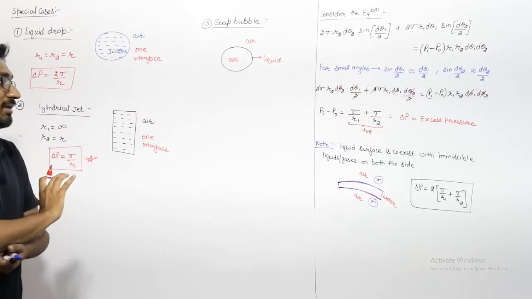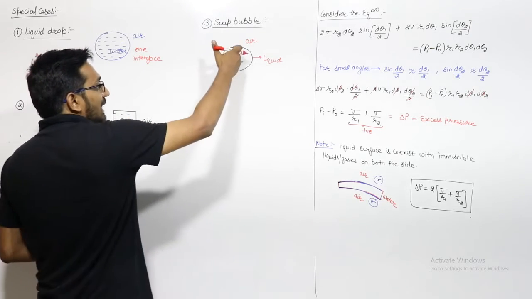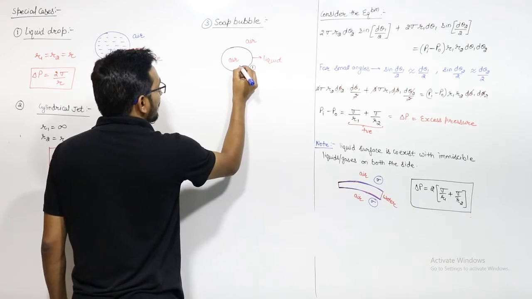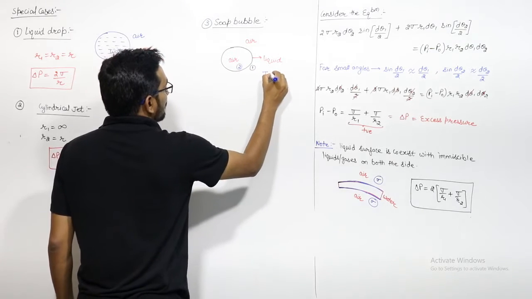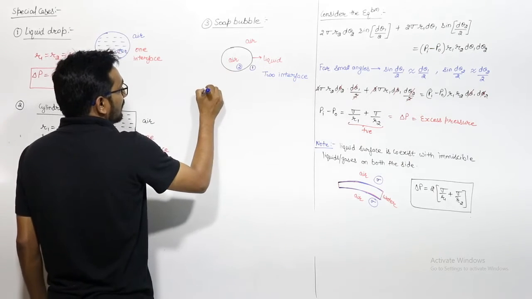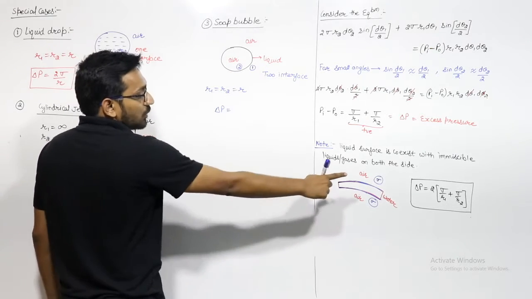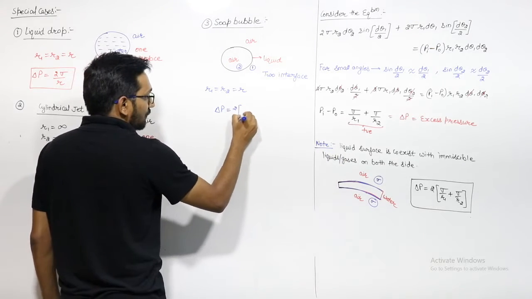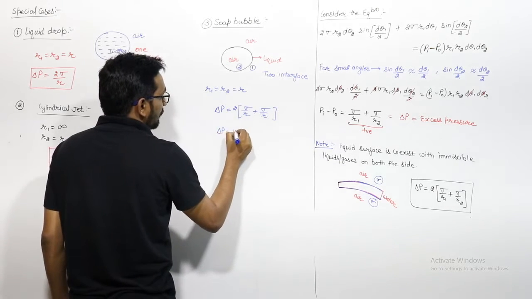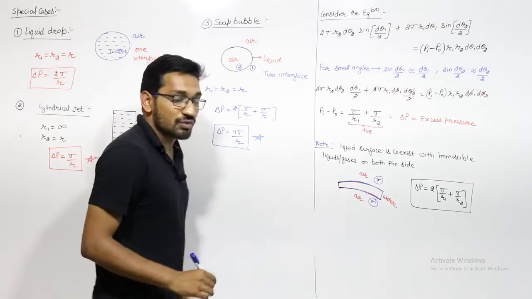If you remember the soap bubble, when we used to play at home, inside we have air, outside also we have air. So in this case we have two interfaces, one is this outer interface, another one is this inner interface. If it is a spherical one, then R1 will be equal to R2 will be equal to R. So in this case delta P will be, we have to add it, sigma upon R plus sigma upon R, so the excess pressure in this case will be 4 sigma upon R.